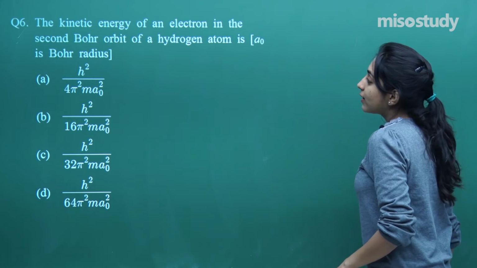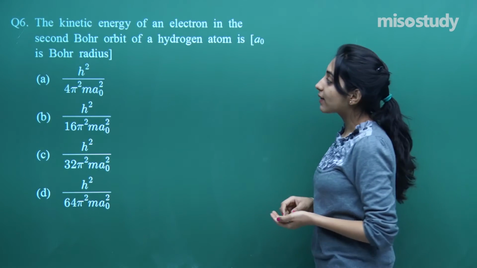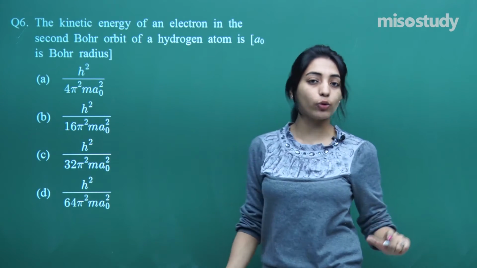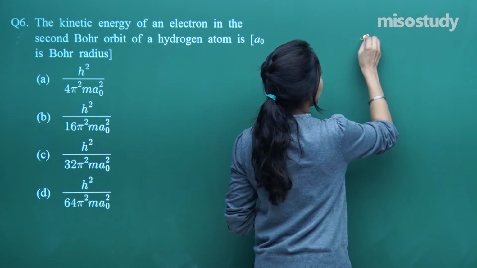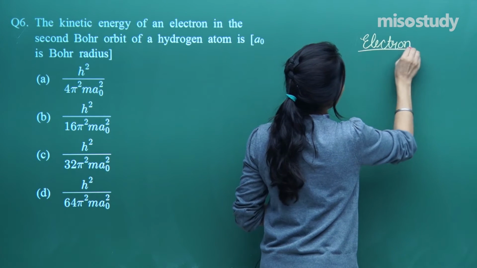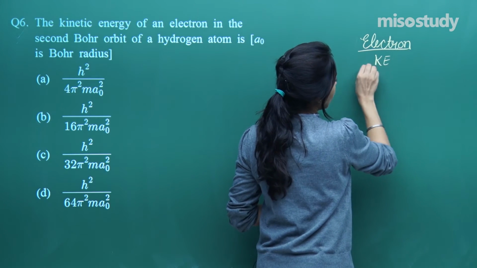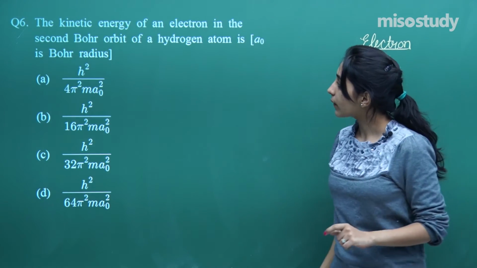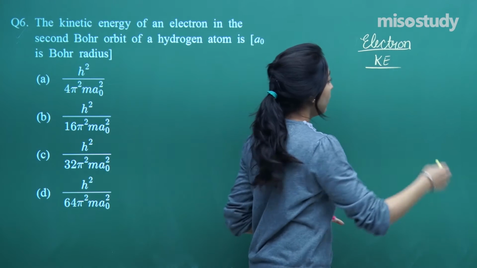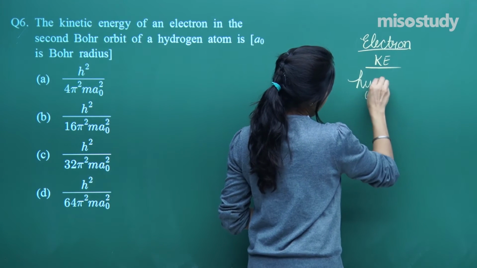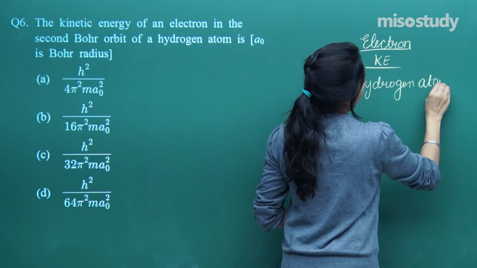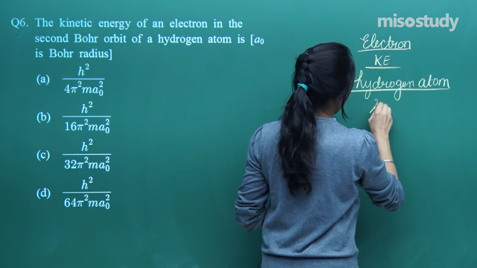See, the question says that the kinetic energy of an electron. So what is given to us, I just need to know. An electron is given to me. I need to figure out its kinetic energy in the second Bohr's orbit of hydrogen atom, and second Bohr's orbit.